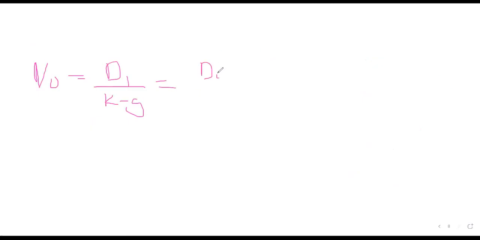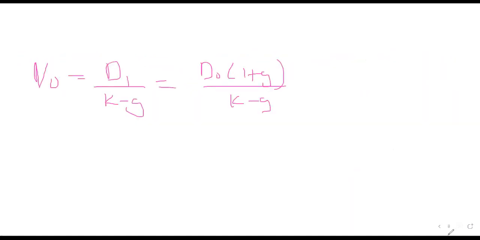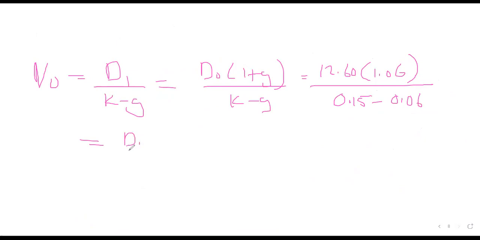Or if you want, you can use D0 times 1 plus growth over K minus G. It will still give us the same thing. So it means we recalculate our 13.36, which was what? Which was 12.60 times 1 plus growth. The growth rate has dropped from 8% to 6%. So 12.60 times 1.06, not 0.8 this time, but 0.6. And we have 15% here and also 6% here. So this will simply take us to the same D1 over K minus G.